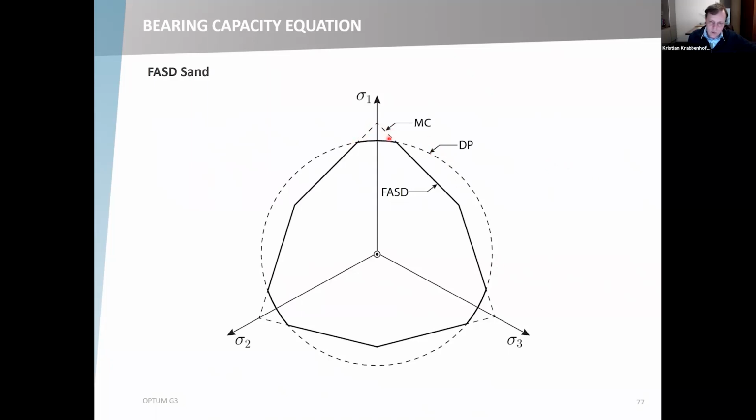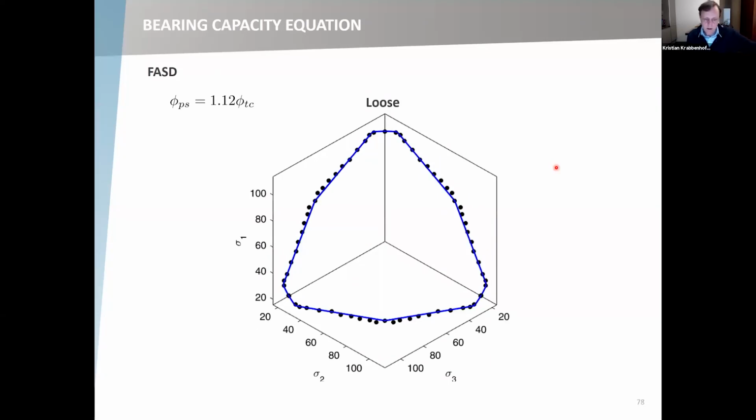So basically it's a Mohr-Coulomb failure surface, with a kind of Drucker-Prager cutoff to basically reduce the angle close to the triaxial compression corner. And that turns out to fit experimental data really quite well.